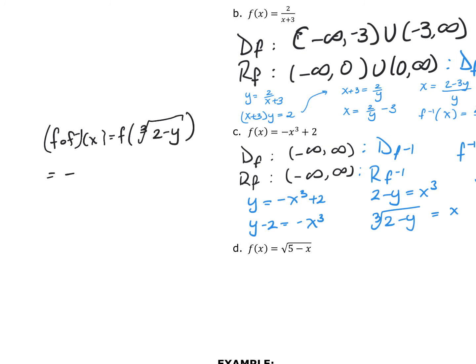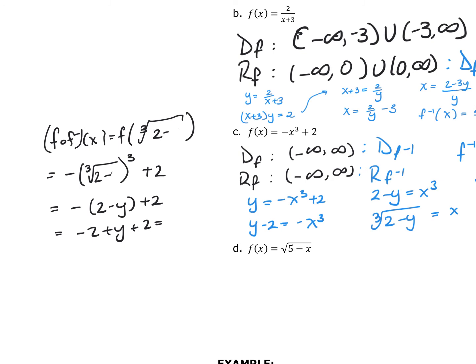So this is going to be negative the cube root of 2 minus x, quantity cubed, plus 2. This is equal to negative (2 minus x) plus 2. And this is going to then give me negative 2 plus x plus 2, and that should be x. Man, this all should be x's. Going too fast, thinking about other things, not helpful. So it equals x.